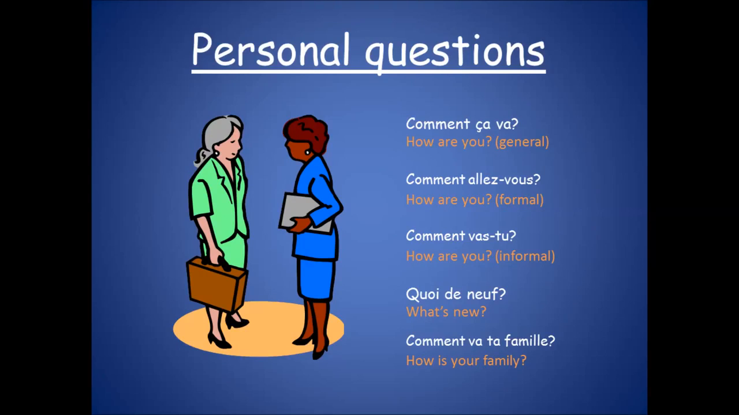Quoi de neuf, now this is a bit of slang. If you don't feel comfortable using it, that's fine. Again, if it's with people who are maybe business associates, probably best to leave this one out. Quoi de neuf, what's new? And comment va ta famille? That's how is your family. So if you want to maybe inquire about a family that you've known for a long time, that's quite a useful one there.